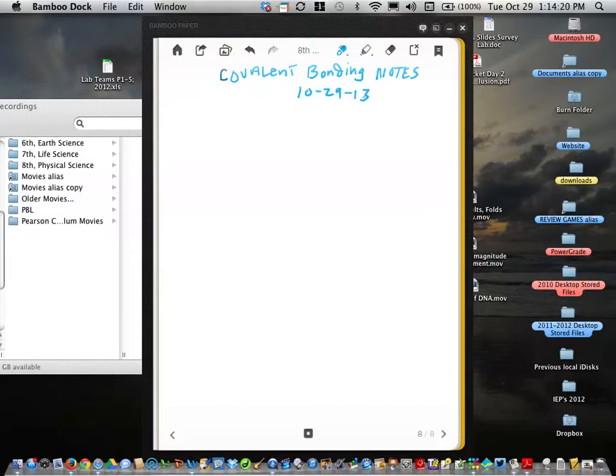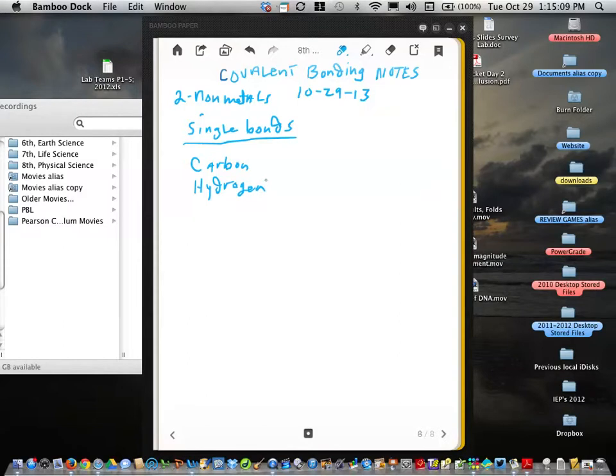Okay, so first example, we're going to do a single bond. And the thing to remember is that we have two nonmetals. The example that I'm going to give is carbon and hydrogen. We're going to see how those interact.